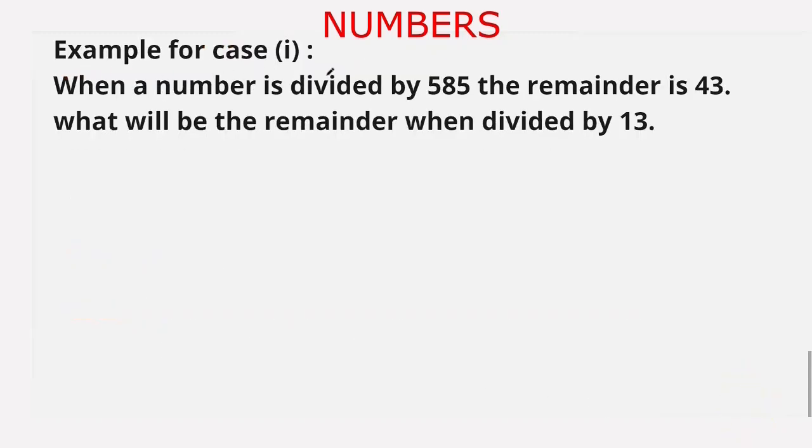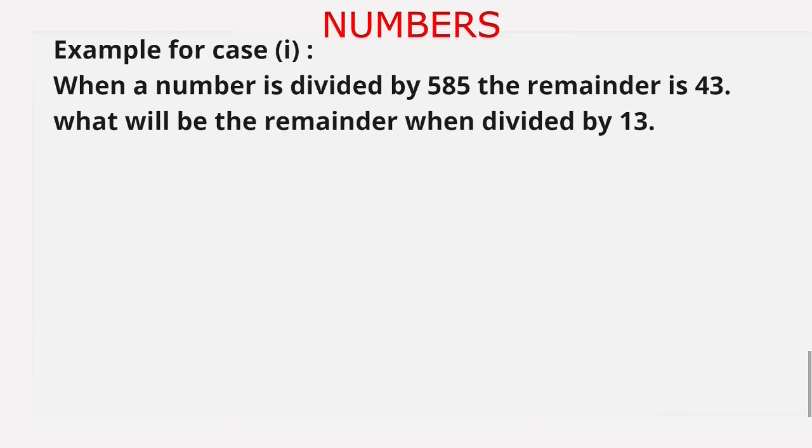Example for case 1. When a number is divided by 585, the remainder is 43. What will be the remainder when divided by 13? Here the dividend is not given to us. The first divisor, which is x, is equal to 585, and for this divisor the remainder is 43. Now it is asked, what will be the remainder when it is divided by 13?